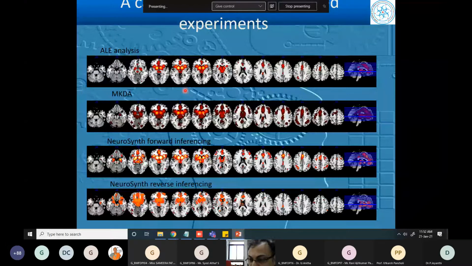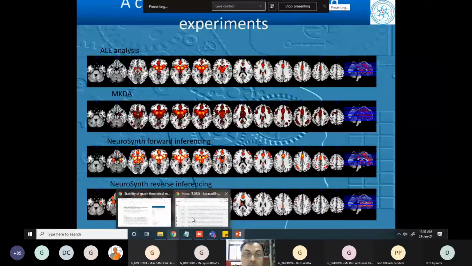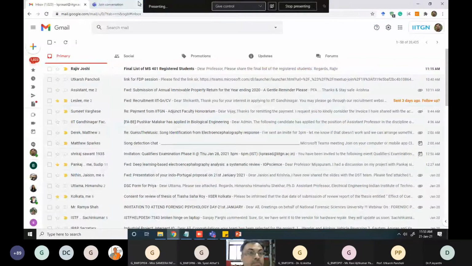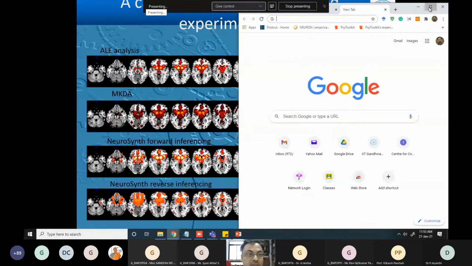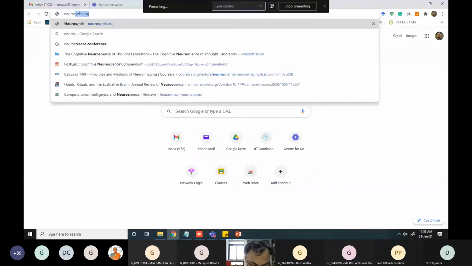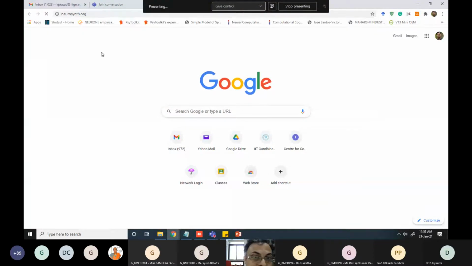And we did this kind of meta-analysis on different fMRI studies, and what we found is very good consistency across different methods. This is known as activation likelihood estimation. I won't go into the details of these algorithms, multi-kernel analysis, or this Neurosynth analysis. What I would do is quickly run you through the Neurosynth database. You can see my browser, right?